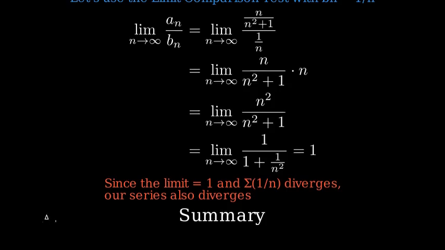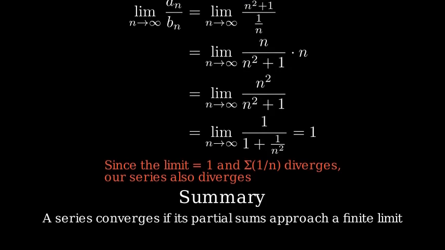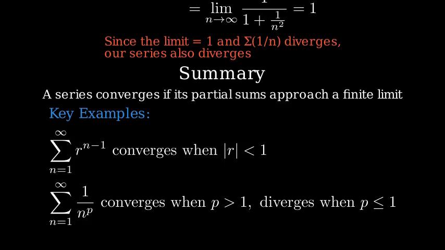A series converges if its partial sums approach a finite limit and diverges otherwise. Some important examples to remember. The geometric series, the sum of r to the power n minus 1, converges when the absolute value of r is less than 1. The p-series, the sum of 1 over n to the power p, converges when p is greater than 1 and diverges when p is less than or equal to 1.